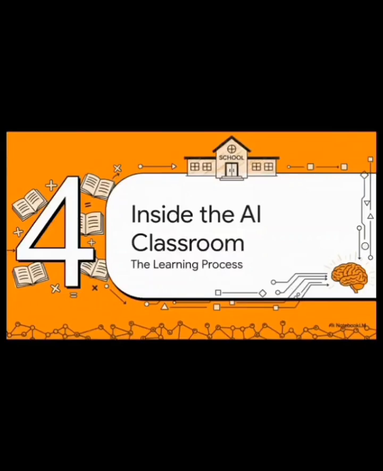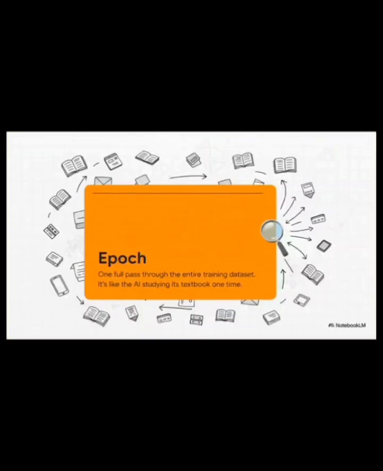So, we've built our AI. We've designed its brain. Now, it's time to send it to school. This is the training phase, where all the learning actually happens. A word you're going to hear a lot is epoch. All an epoch is, is one complete pass through the entire training dataset. So the AI has seen every single image and caption exactly once. It's like studying a textbook from cover to cover. And just like us, to get really smart, it's got to read that textbook a few times.